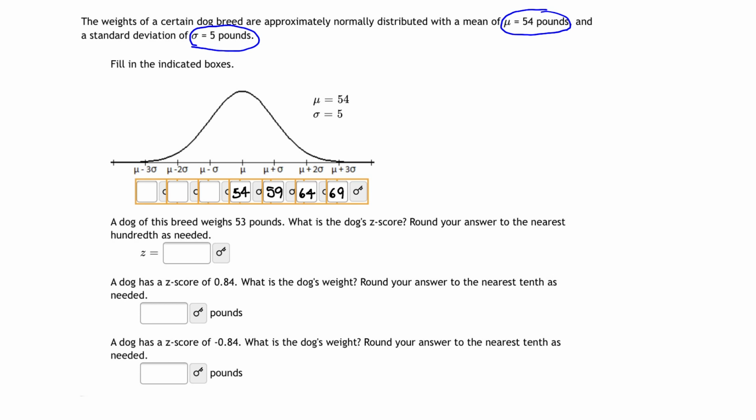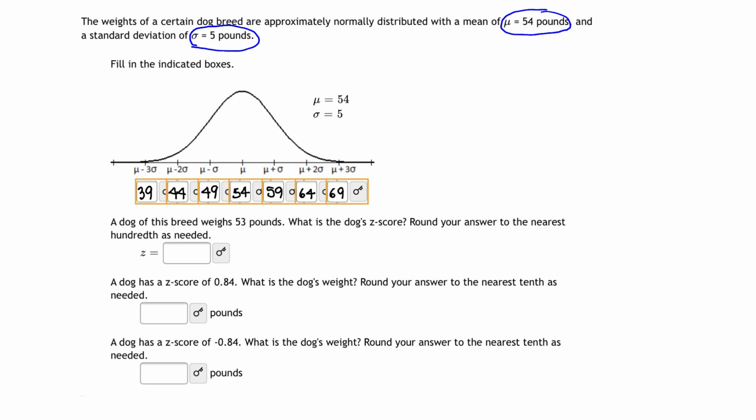We repeat the same process, but we go on the left side, and each time we subtract 5 pounds this time. So if we're at 54 pounds in the middle, and we take away 5 pounds, that's going to give us 49 pounds. And if we take away another 5 pounds, that's going to give us 44 pounds. And finally, take away another 5 pounds, so that puts us at the mean minus 3 standard deviations, and that's going to give us 39 pounds. So we filled our boxes in using our mean and standard deviation.